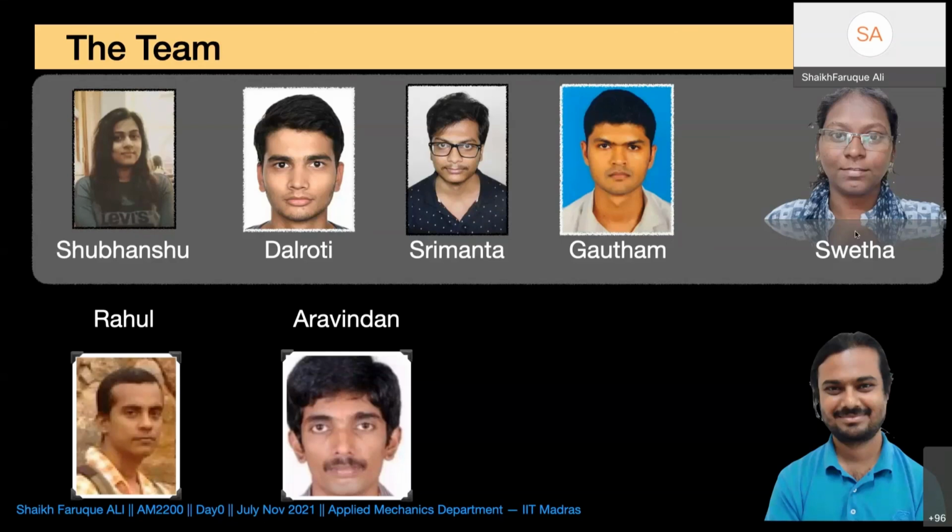Then Rahul and Arvindan are also working in mechanics. You are not going to see them directly, but they are going to be in the background, helping Sweta understand the whole intricacies of handling a course. So they are all TAs. You can write to them anytime if you have any queries, and they'll always be happy to help.